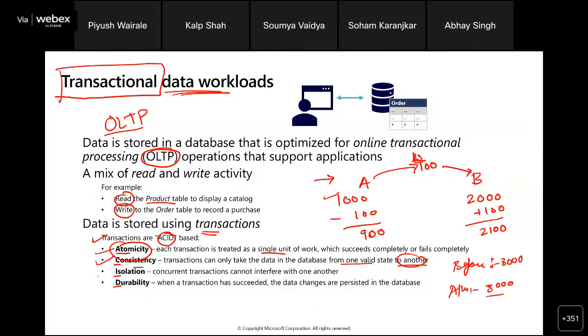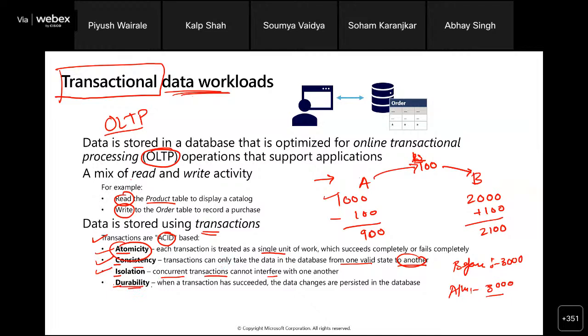Now what is the isolation property here? As the name indicates, concurrent transactions cannot interfere with one another. Taking the same example, suppose another transaction is happening at the same time. It should not affect the first transaction. Concurrent transactions must be isolated, so they should not interfere with one another. That is basically the isolation property.